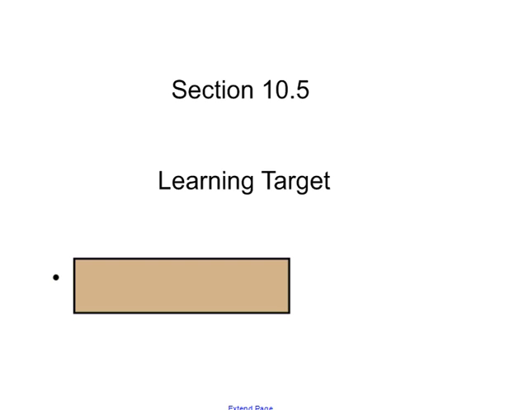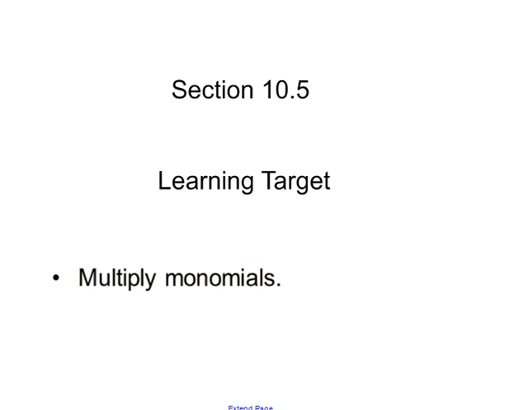All right, we're going to be creating our review video for section 10.5. That's chapter 10, section 5. And as always, whenever we do this, we start with our learning target. Our learning target for today is to multiply monomials.